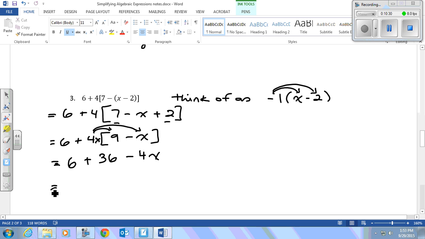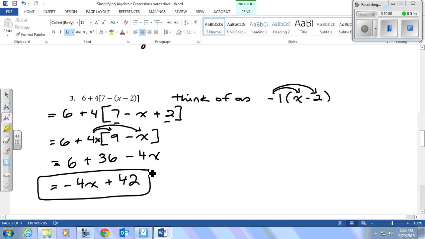We always put our variables first, and if there's more than one variable, we put them in decreasing order of their exponents. So the negative 4x is going to come first, plus, and then 6 plus 36 is 42. And there's our final answer. We could write it as 42 minus 4x, but the standard is to write the x term first.